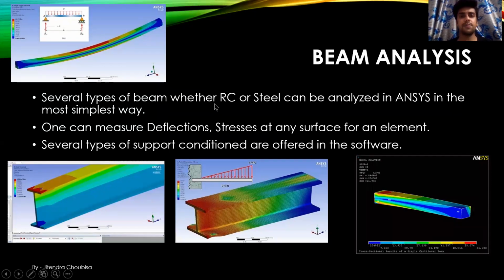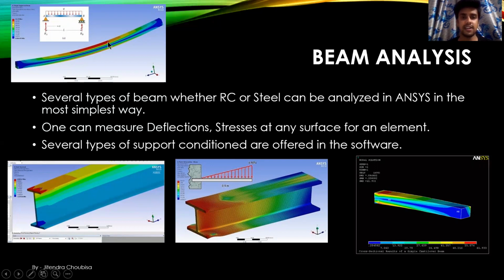Several types of beam, whether RC, that is reinforced concrete, or steel, can be analyzed in ANSYS in the simplest way. We can model any kind of beam, like an I beam, or if I want to model a channel section or an angle section, I can easily draw it, give it the support conditions, the material properties, and the load. All the things can be done at a single place. One can measure deflection and stresses at any surface for an element. Several types of support conditions are offered in the software.